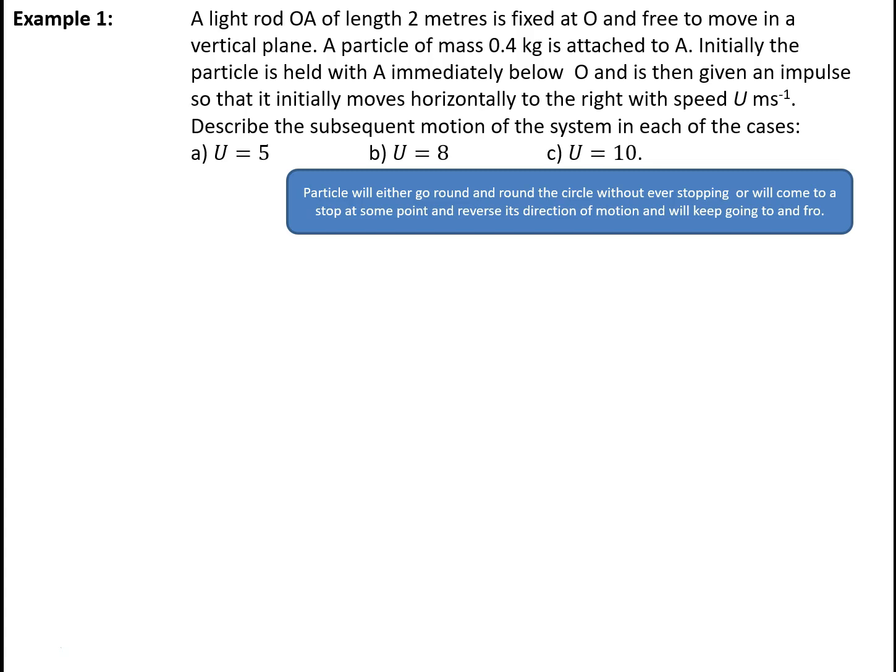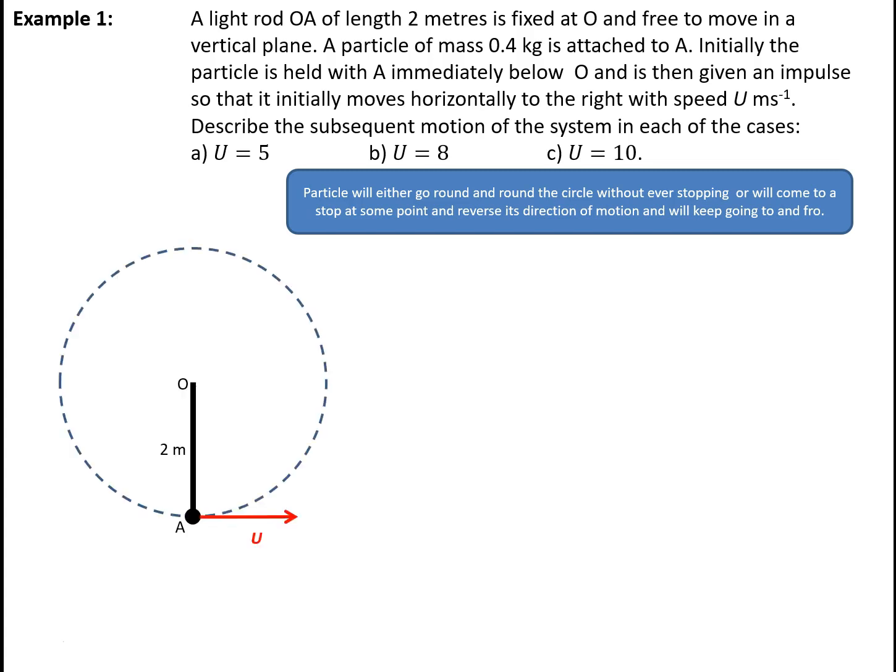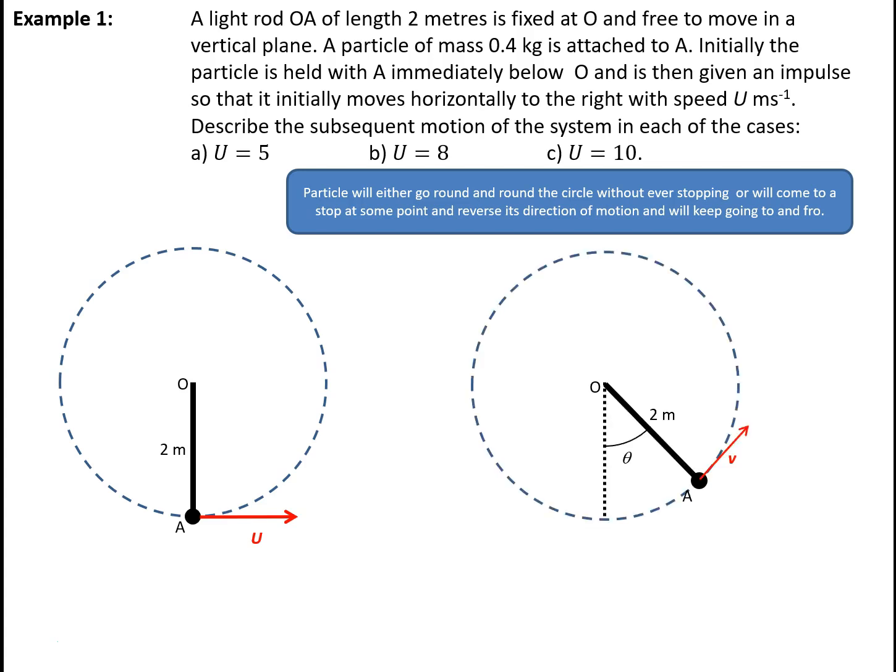So let's have some diagrams now. Here's the diagram showing the initial position of the particle, with the particle having been given an impulse so that it's got its initial velocity of speed u horizontally. And here is the position of the particle at some later stage whilst it's still moving, and it has moved through an angle theta from its initial position.